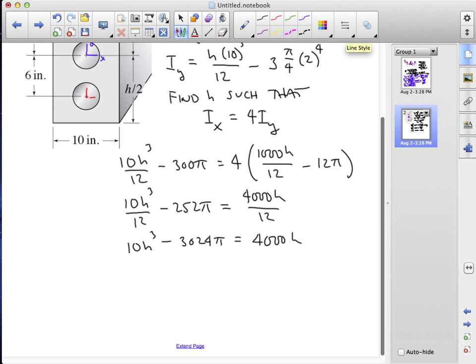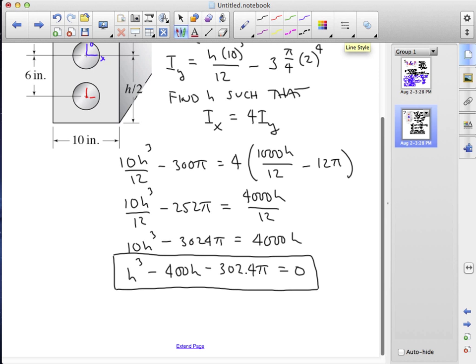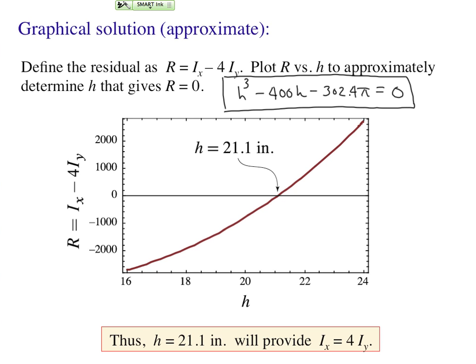And finally, dividing by 10 and rearranging, we have h cubed minus 400h minus 302.4 pi equals 0. And I'll make reference to this cubic expression as we continue to explore our solution. Because this is a cubic expression, we'll get 3 roots. The roots could be positive or negative, real or imaginary, but a physically meaningful solution must be both positive and sufficiently large for the answer to make sense.